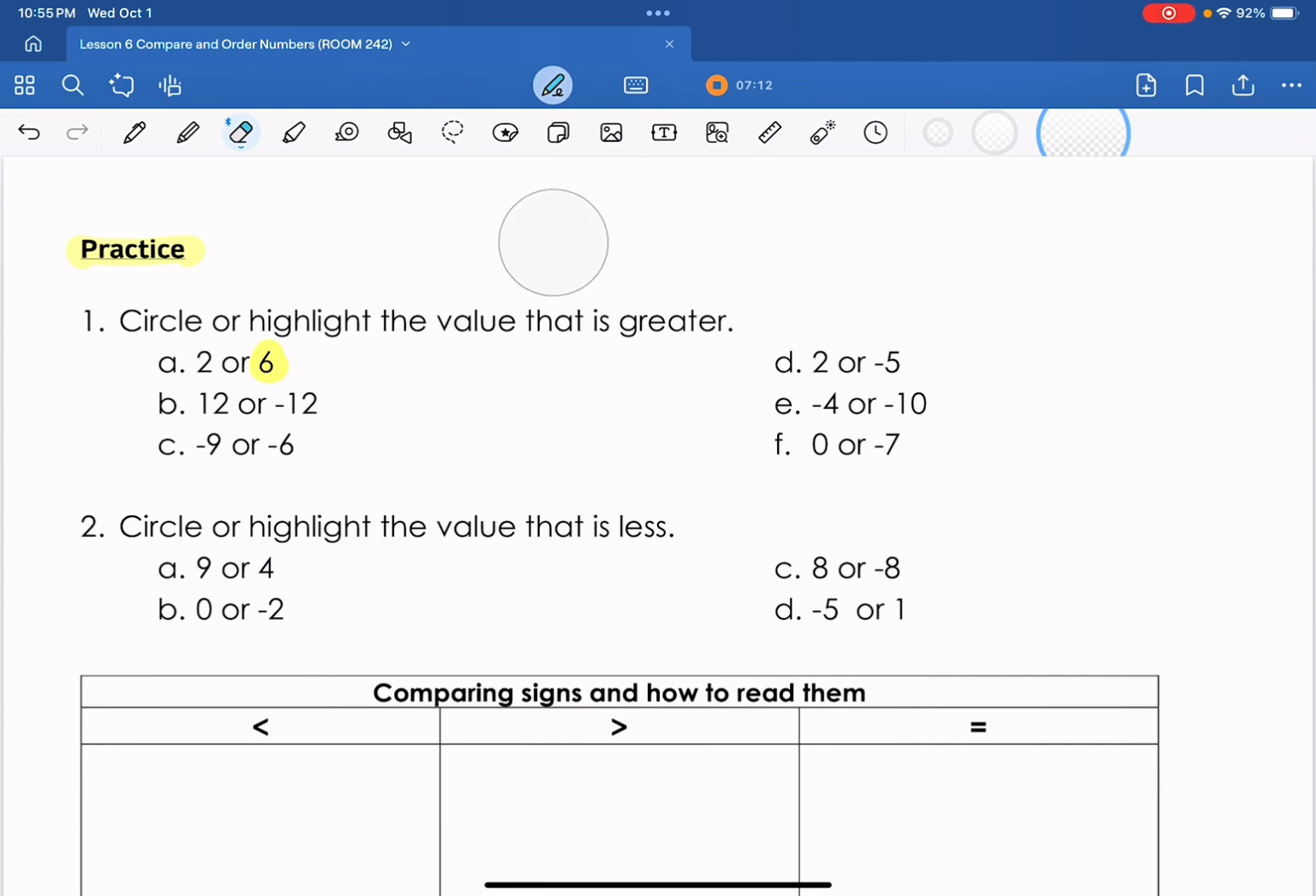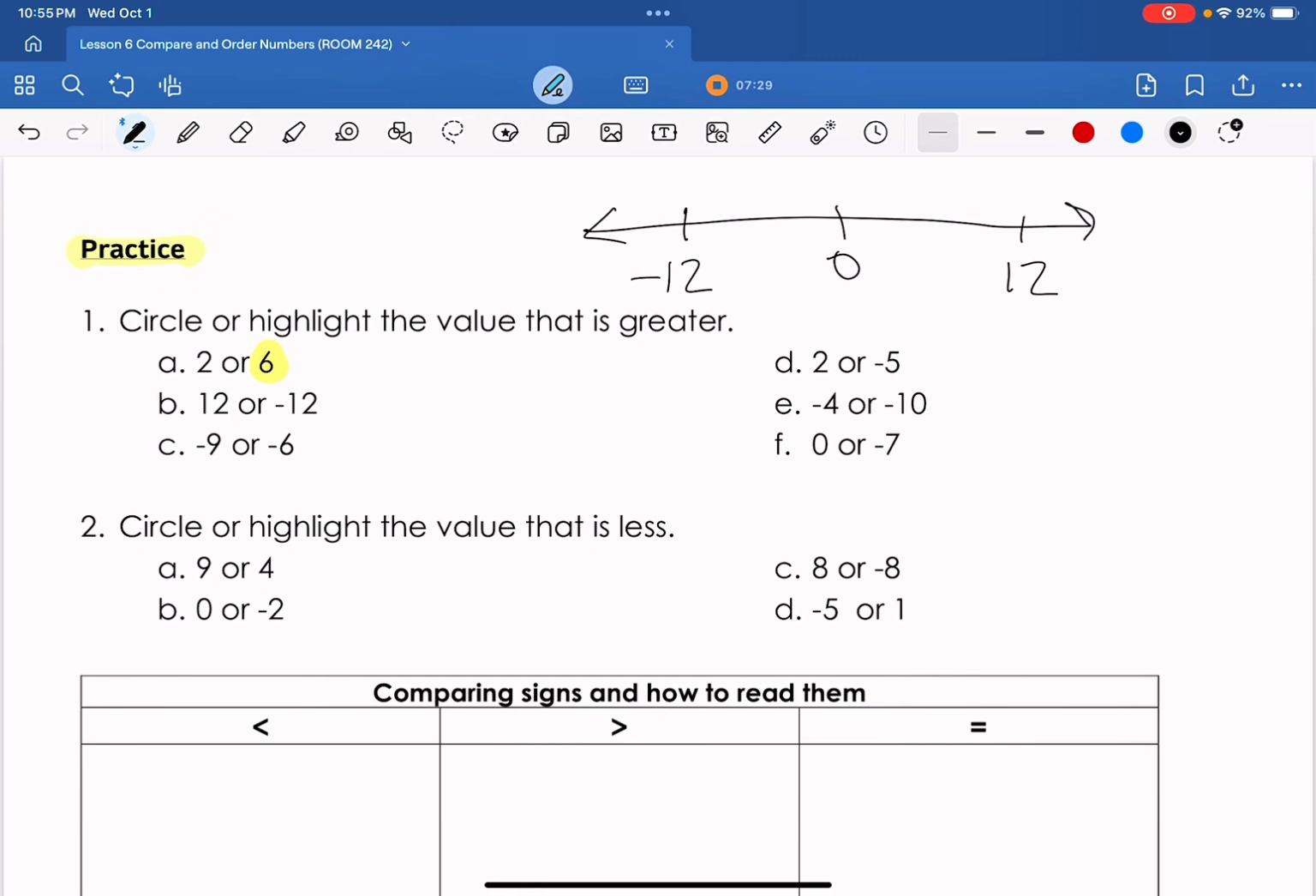I'm going to erase this number line so then we can do the next one. All right. We have 12 or -12. So if I have a number line, 0's in the middle. Let's say I have 12 somewhere over here. I'm going to have -12 on the opposite side. So let's plot. So we have -12 and 12. Okay, which one is further to the right?